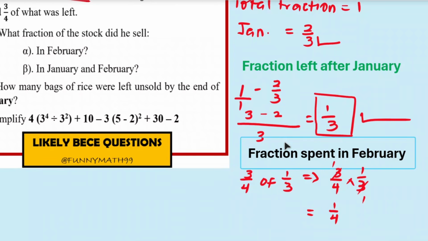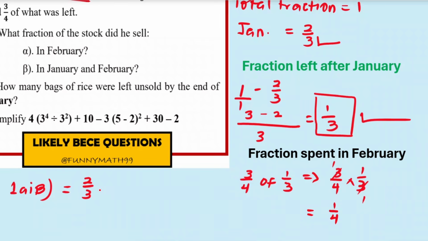So this is going to be a simple question. So let me write that one here. That is question 1, A, I, beta. Now that we know January and that of February, the total is going to be the sum of the fraction spent in January and the fraction spent in February. So that's going to be simply 2 on 3 plus 1 on 4. Remember, 2 on 3 is for January and 1 on 4 is for February. You just want their sum or the total.